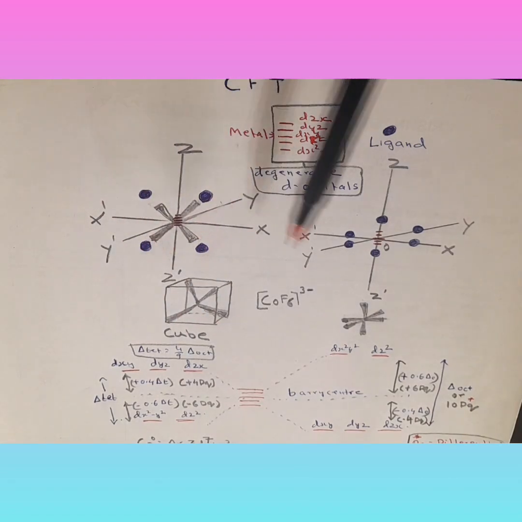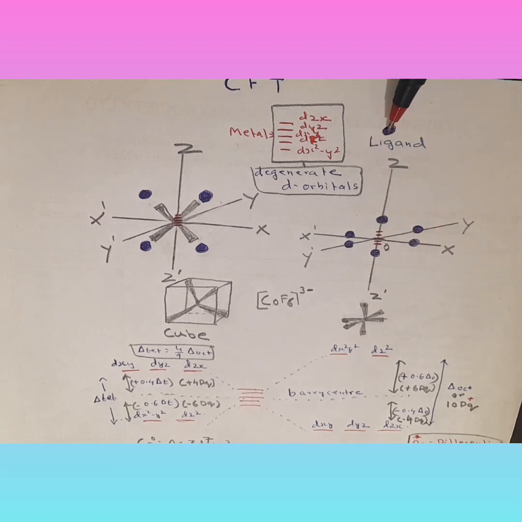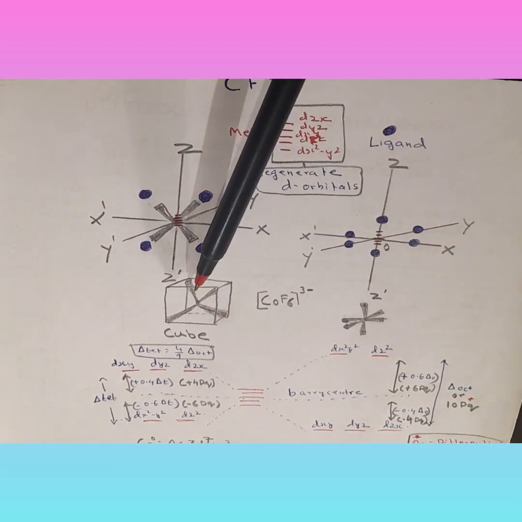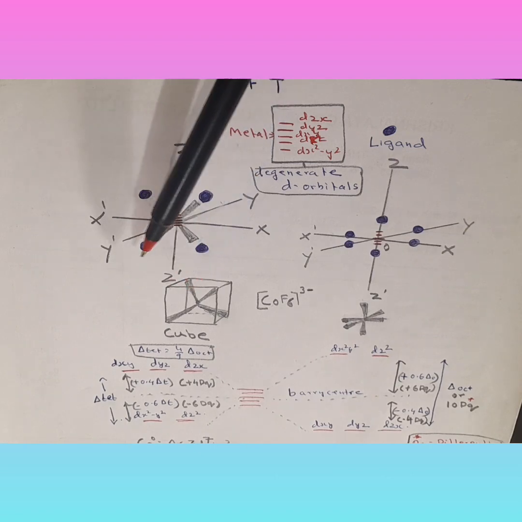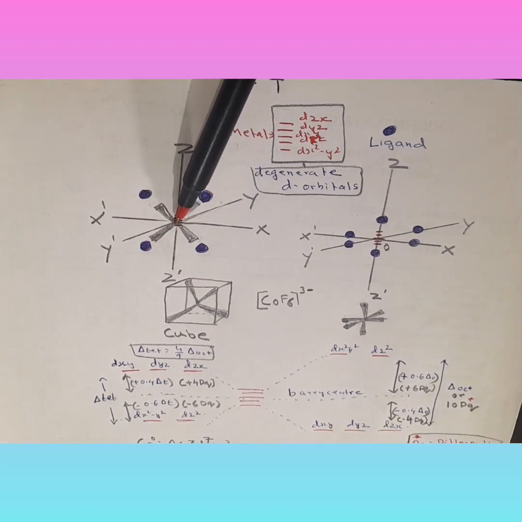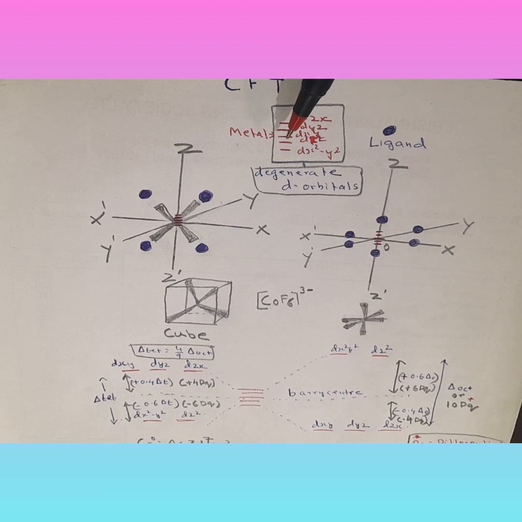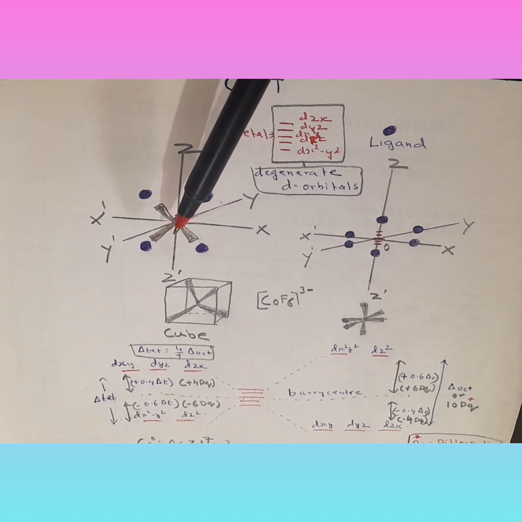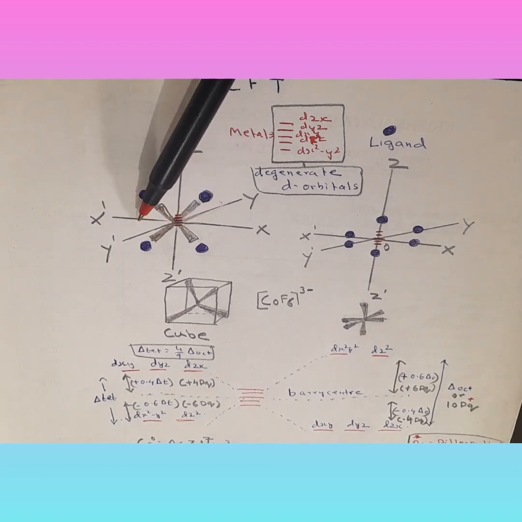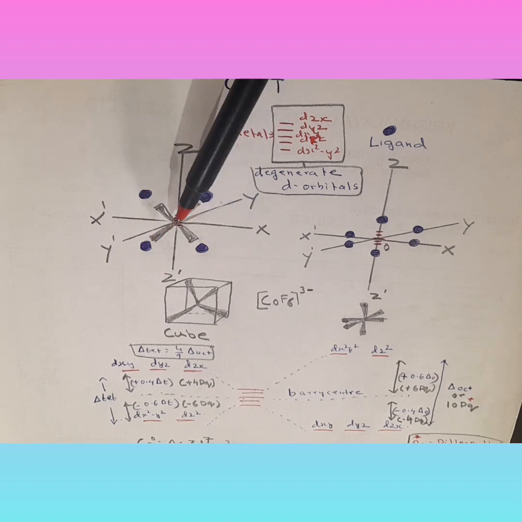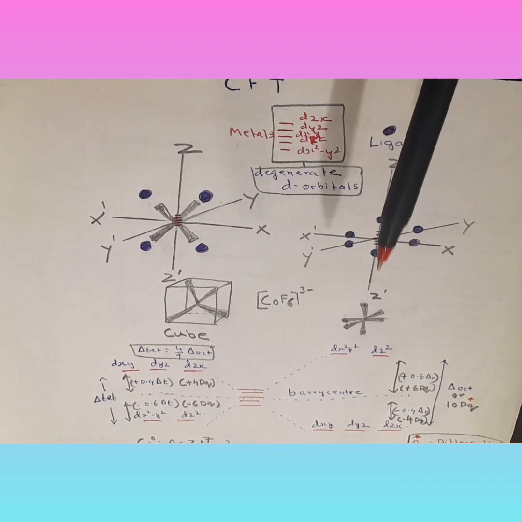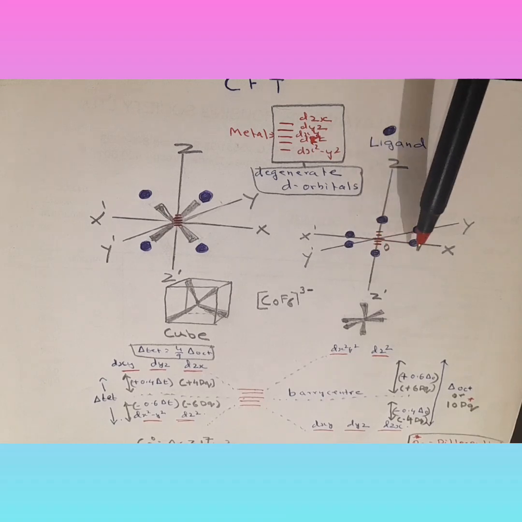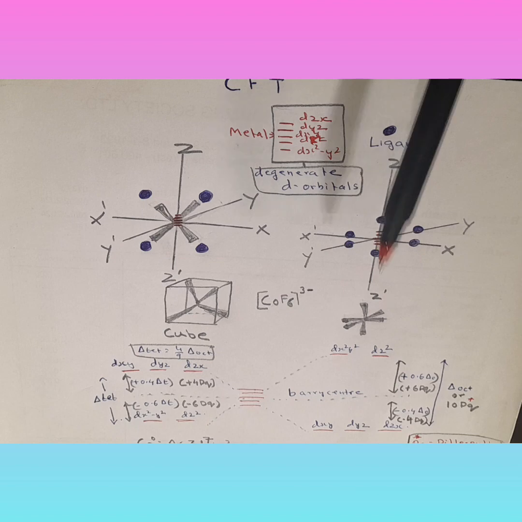Whatever is in blue here are the ligands. In the tetrahedral structure, obviously there are 4 ligands approaching the central metal atom. These 5 lines that you see are the degenerate d orbitals before the ligands approach. Ligands in the tetrahedral structure approach from in between the axes, whereas in the octahedral complex, the ligands approach via the axes. The structure is represented like this for octahedral.